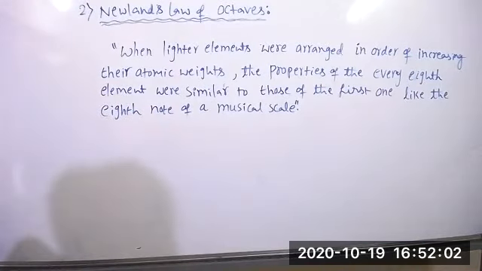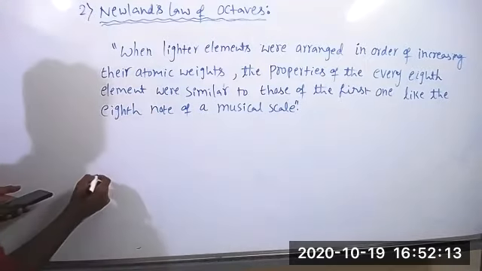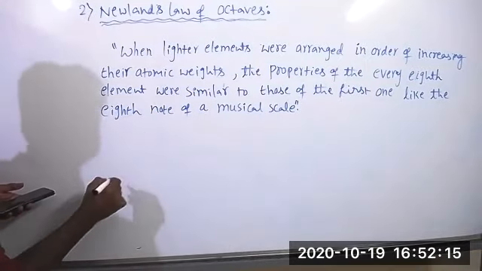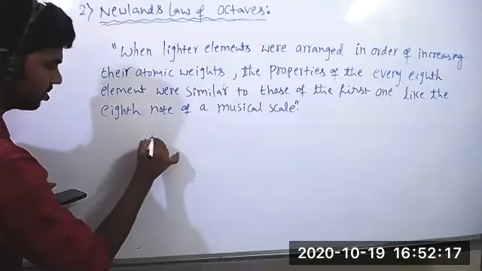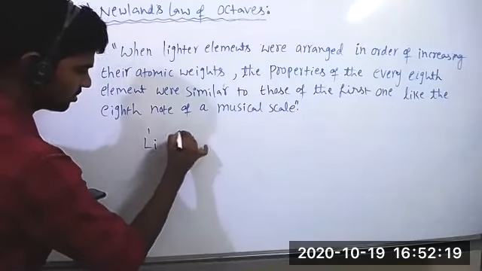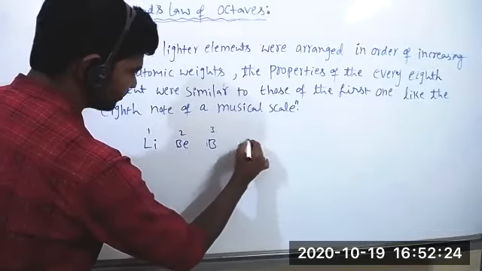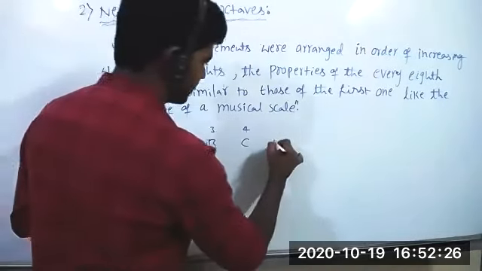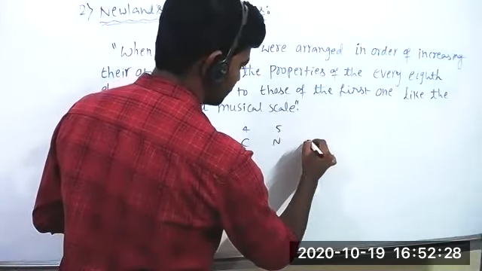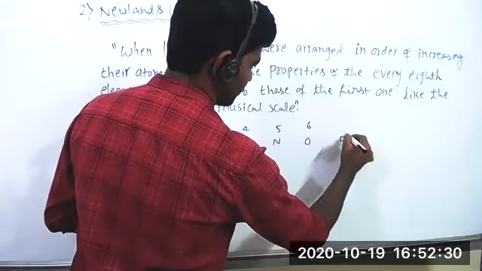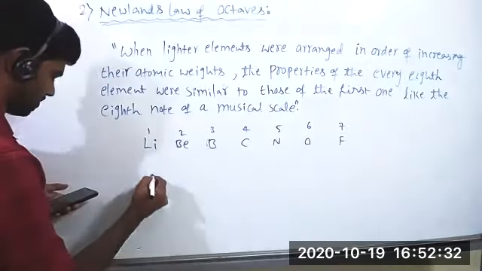So when lighter elements are arranged in the increasing order of their atomic weights, the properties of every eighth element are similar to those of the first one. Now I am writing all the elements in increasing order of atomic weight. Lithium is the first, beryllium, boron, carbon, nitrogen, oxygen, fluorine, and the eighth element is sodium.